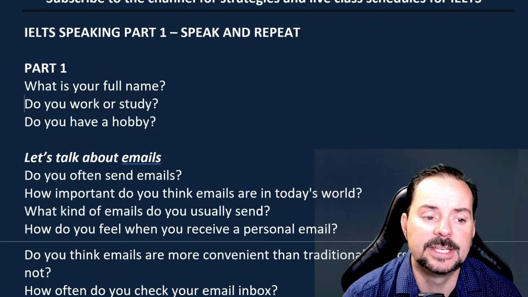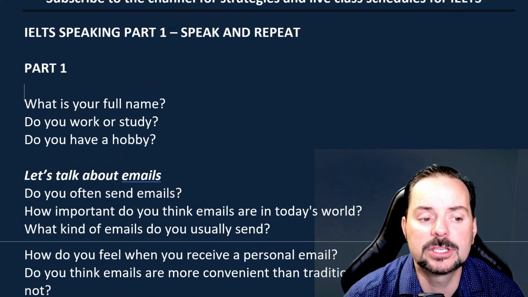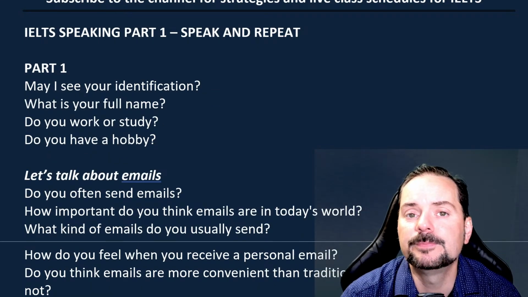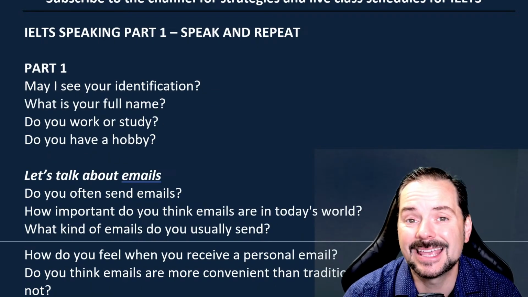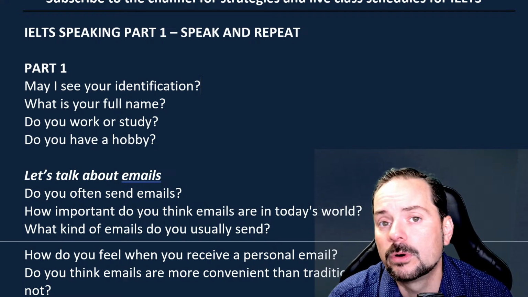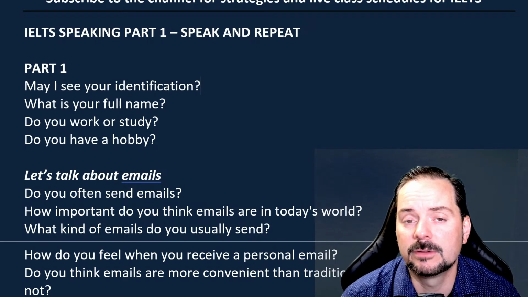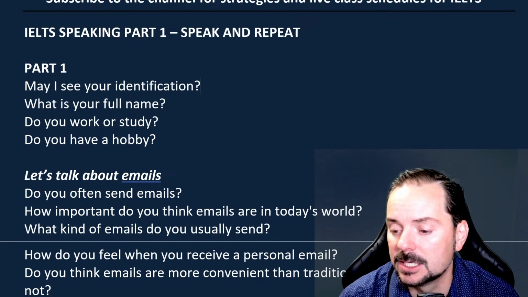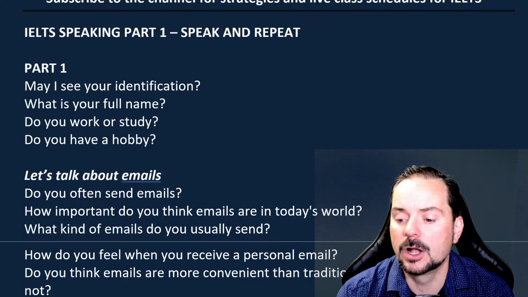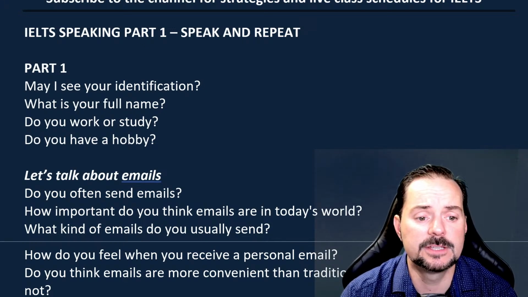"May I see your identification?" They will ask you for your identification, especially in the face-to-face interview. You have to produce the same identification that you used for your registration, for booking the test, and for checking in. Okay, so go ahead, give me a nice full sentence answer.